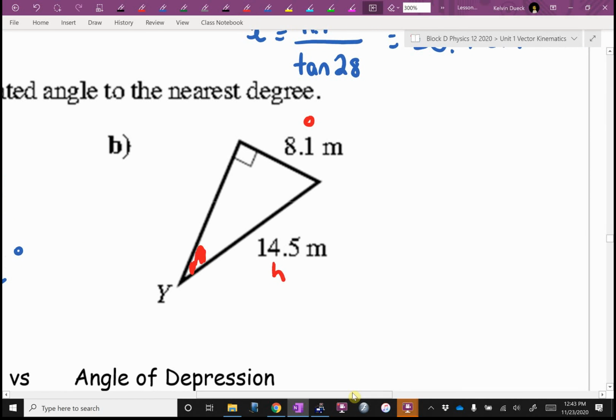Which trig function? Sine? What always goes next to the trig function? The angle, which in this case is the letter y. And that's going to equal opposite over hypotenuse.